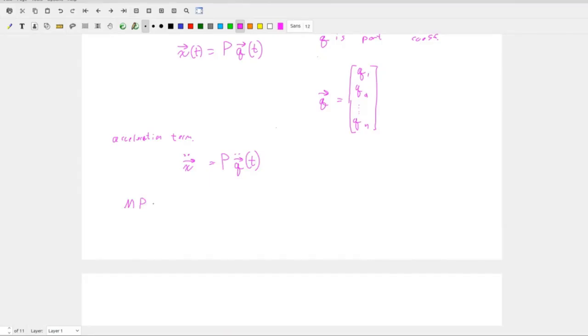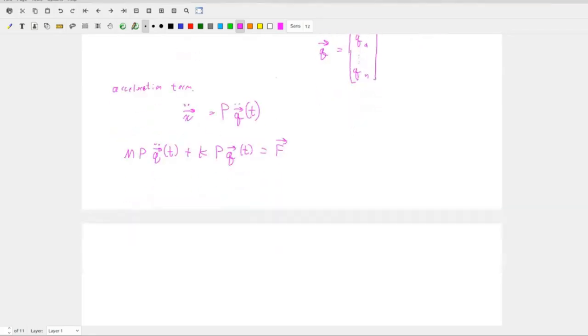So M P Q vector double dot of t plus K P Q vector of t is equal to F vector, right? We have an excitation at each degree of freedom. If we only have one excitation on the system, it's just going to be a sparse vector. Mainly 0, probably one value.